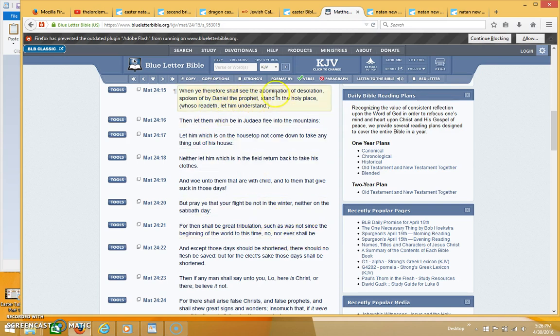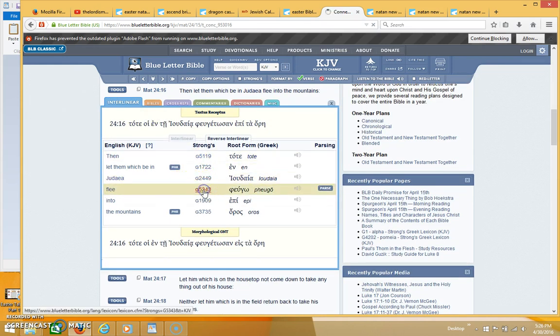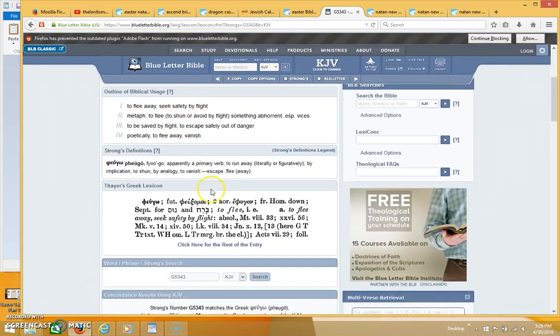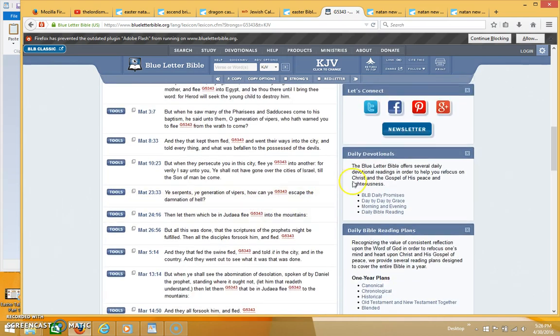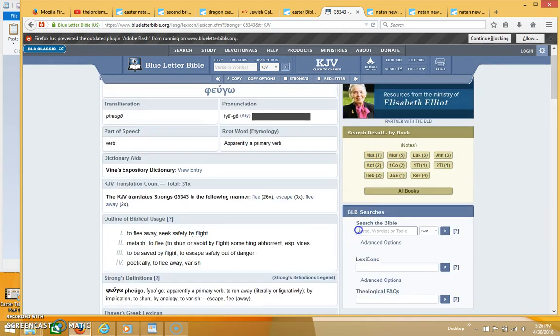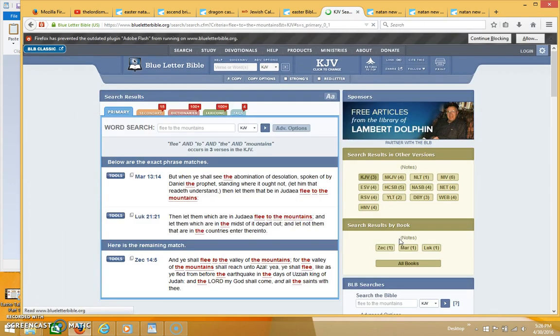So Jesus is telling us that it begins with the abomination of desolation, and that is when they are to flee to the mountains. So when you look at the word flee, you see that there's another time that's mentioned in the scriptures about fleeing to the mountains. It's actually, let me just put in the words flee and mountains so I can get it to come up. But you see that it comes up in Luke 21.